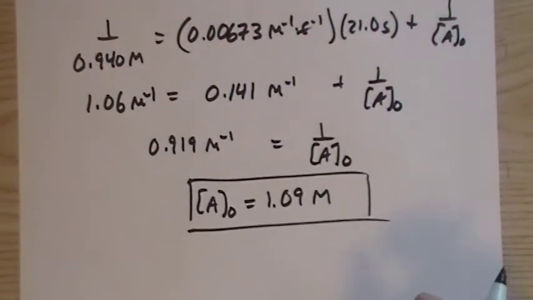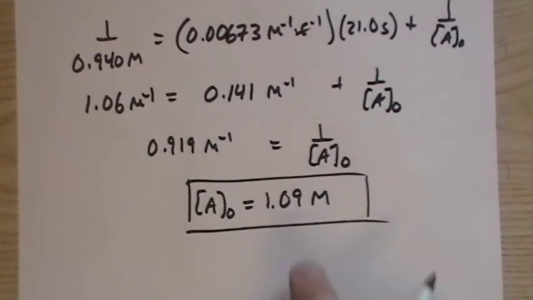Sorry if I was off the page there. Our final concentration was 0.94 molar. This is 1.09 molar. It's greater, so that's good. If it had been less or it had been negative, something went wrong. So that looks good. I'm going to do a real quick double check. Oops, oh, that's nice. And then over here, yes, minus, take the inverse. Yep, looks good.